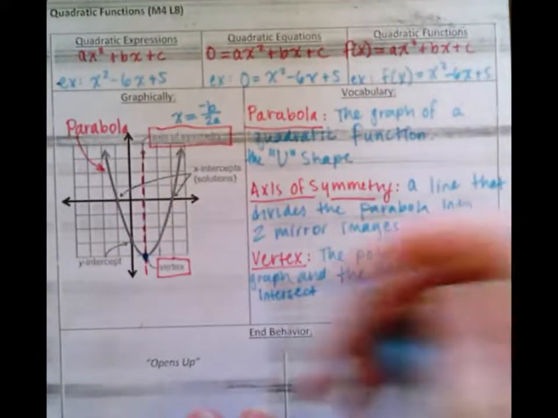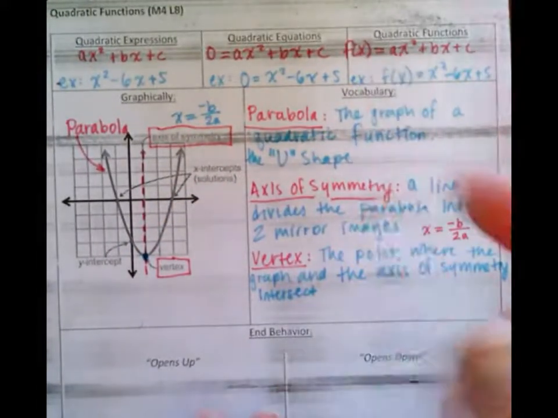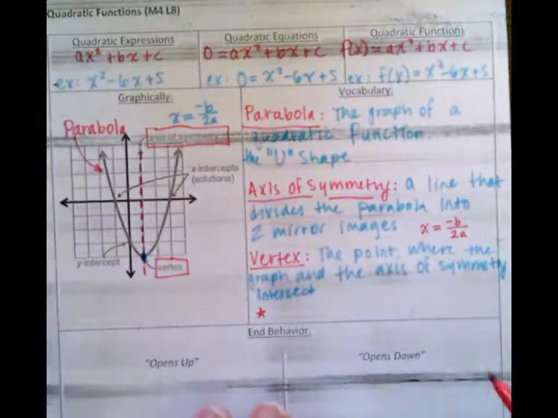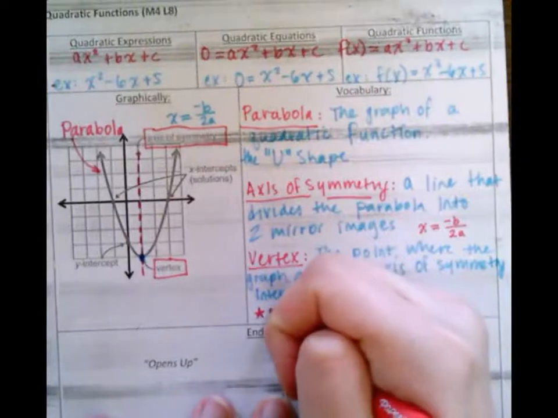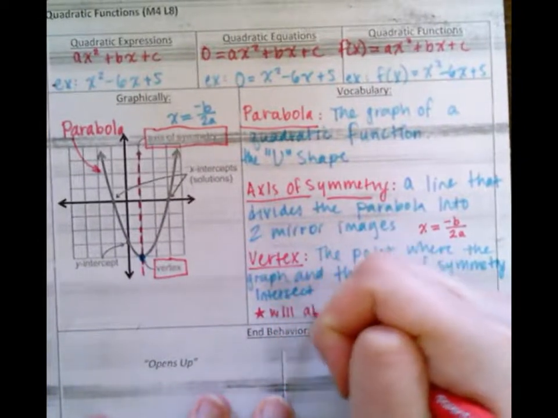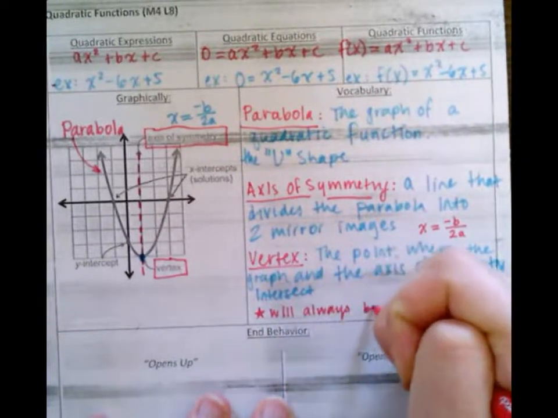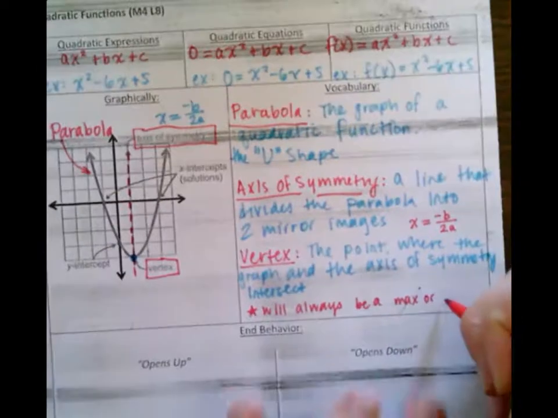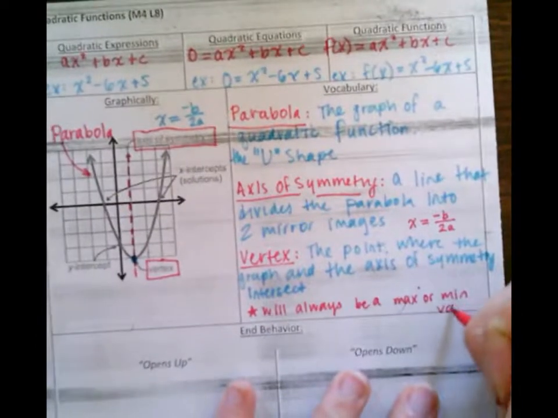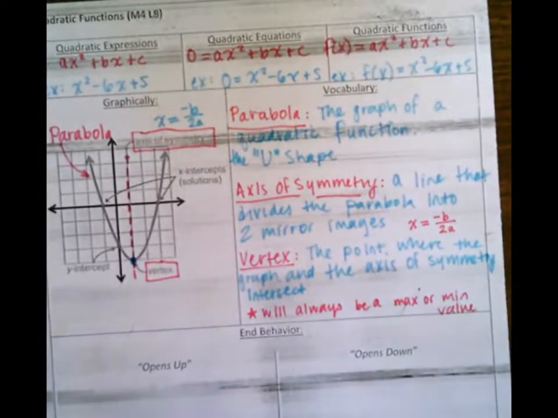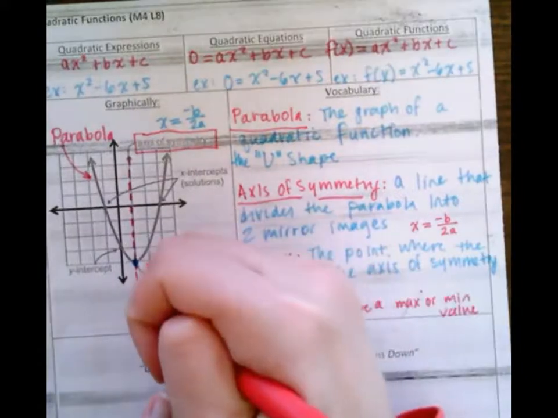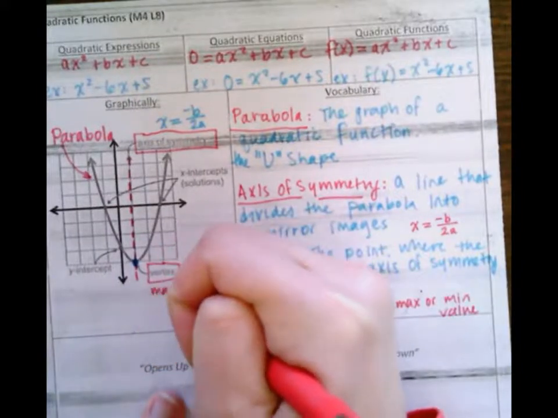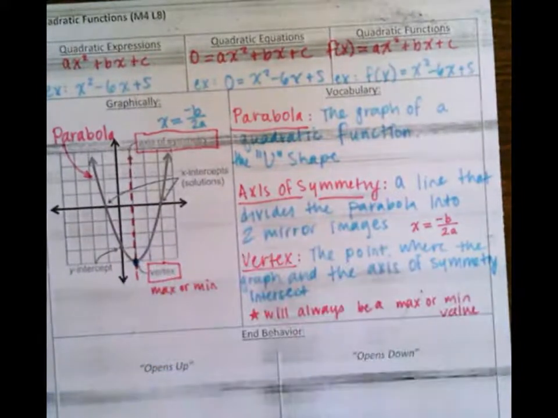The other thing to note about the vertex is that it will always be either a maximum or a minimum. I'm going to denote that on here again. So we're going to say max or min to remind ourselves.